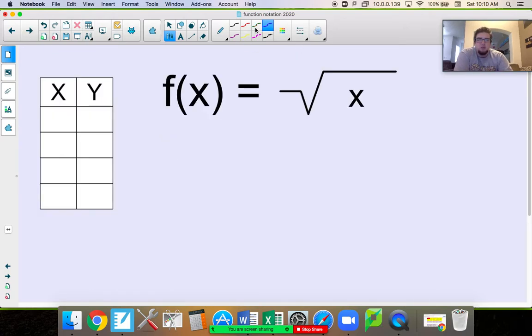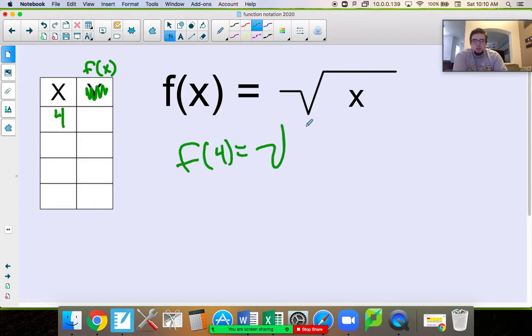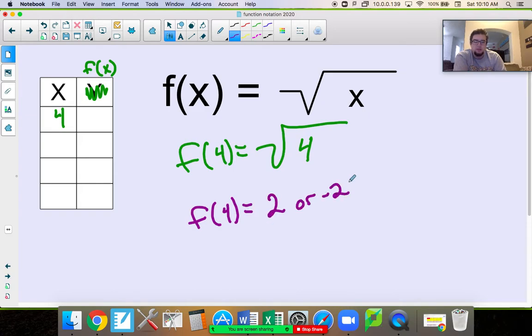Functions can be any rule that we want. So this is our square root. Again, y is now used as our f of x. Let's plug in a number like 4. So f of 4 equals the square root of 4. I need one number that when multiplied by itself gives me 4. There's actually 2 answers. It's 2 or negative 2, more commonly written plus or minus 2. So over here, plus or minus 2.